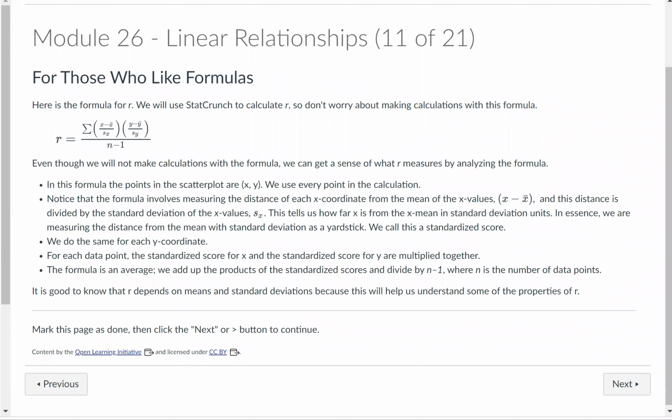Here we just have a page where we're looking at the formula for R, the correlation coefficient. We're not going to ever have to calculate this by hand. Maybe in another class you might do that in the future if you have to take more statistics, but probably not. But here's the formula for R. We'll use StatCrunch to calculate it, so don't worry about making the calculations with this formula. Let's look at it a little closer.